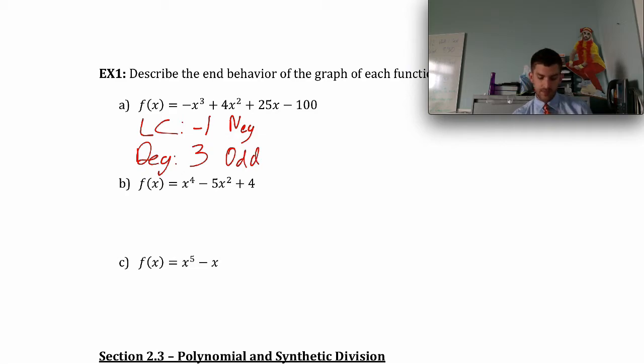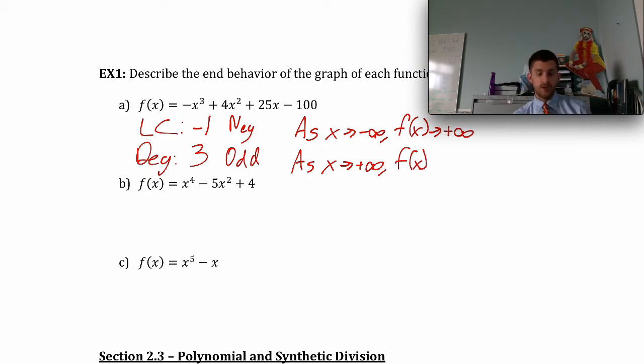So since it's a negative leading coefficient and odd degree, we're going to say as x approaches negative infinity on the left side of the graph, let's see, this one's called f of x. F of x approaches positive infinity. It's pointing up and to the left. As x approaches positive infinity, so on the right side of the graph, an odd degree with a negative leading coefficient is going to be pointing down and to the right. So it's going to be heading to negative infinity.